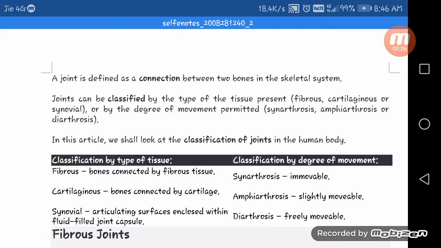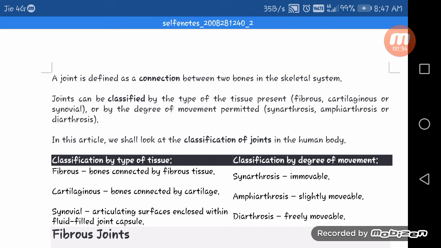Namaste. So today's topic is classification of the joints and the type of tissue. A joint is defined as a connection between two bones in the skeletal system. Joints can be classified by the type of tissue present, like fibrous, cartilaginous, or synovial, or by the degree of movement permitted.